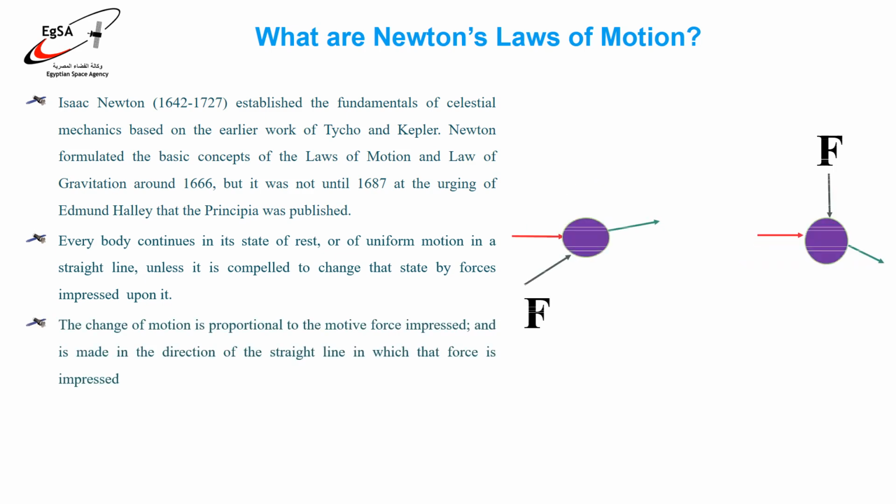Second law. The change of motion is proportional to the motive force impressed and is made in the direction of the straight line in which that force is impressed. F vector equals d(mv vector)/dt.